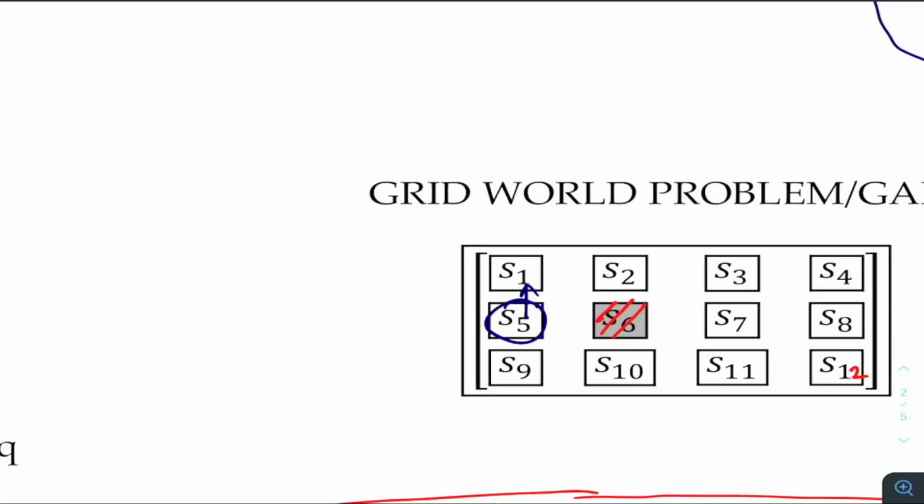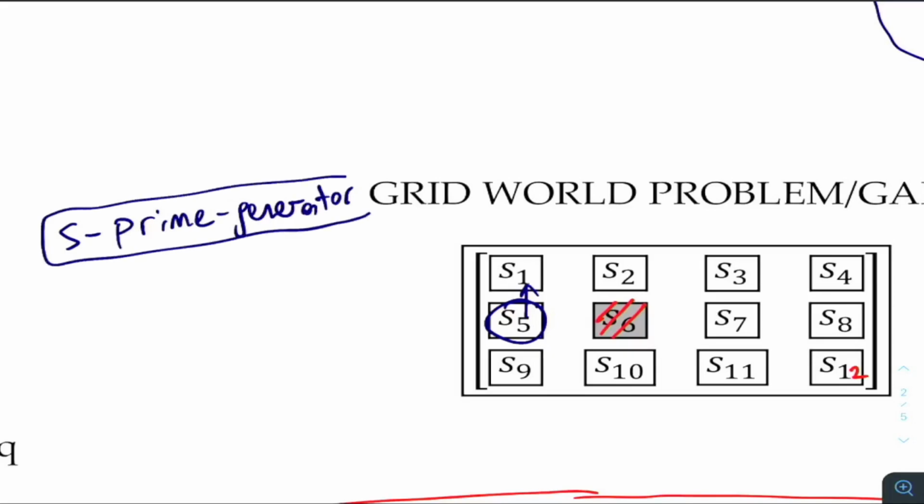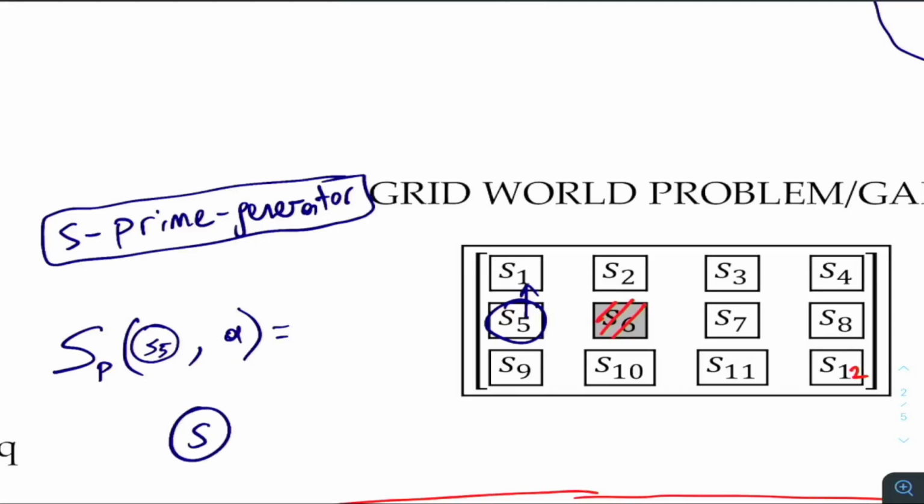Anyway, let's try to learn the S prime generator. This is a function, and let's call it capital S prime. For that you give me some state S, let's say state 5, and also some action, and I am going to give you an S prime list. S prime is the next state: you are at S, you make some action, and you arrive at S prime.